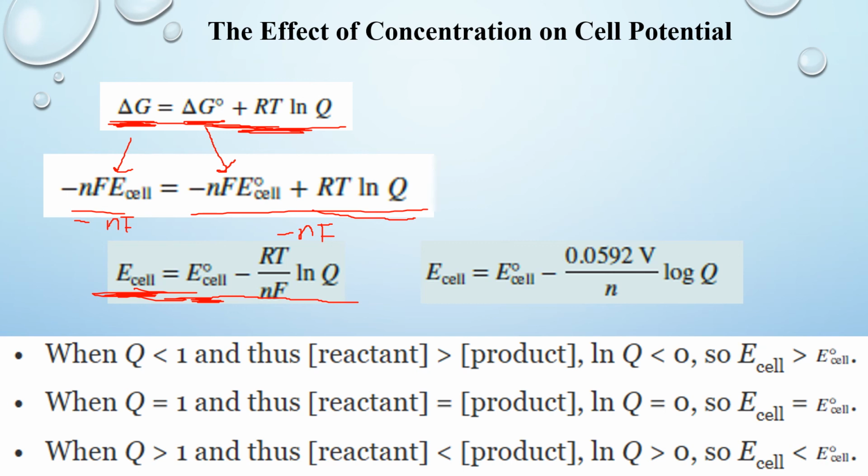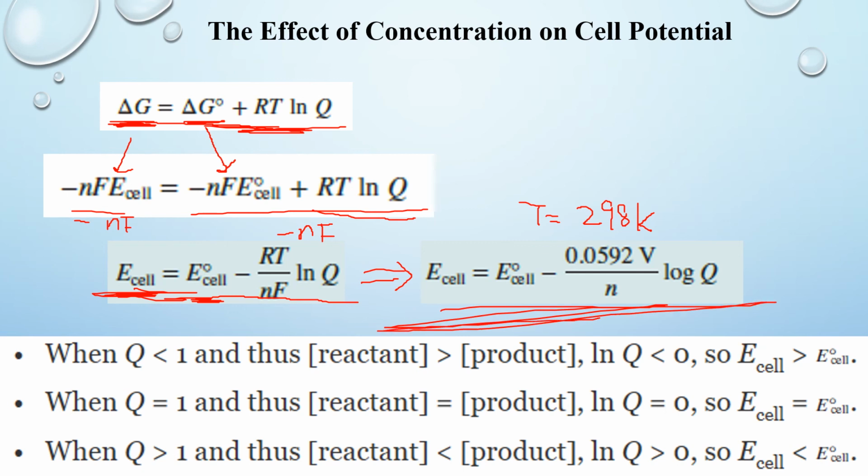If we plug in those constants and assume temperature is equal to 298 K, this equation can be further simplified into this form. That's true when temperature is at room temperature. Again, n is the number of moles of electrons being transferred.